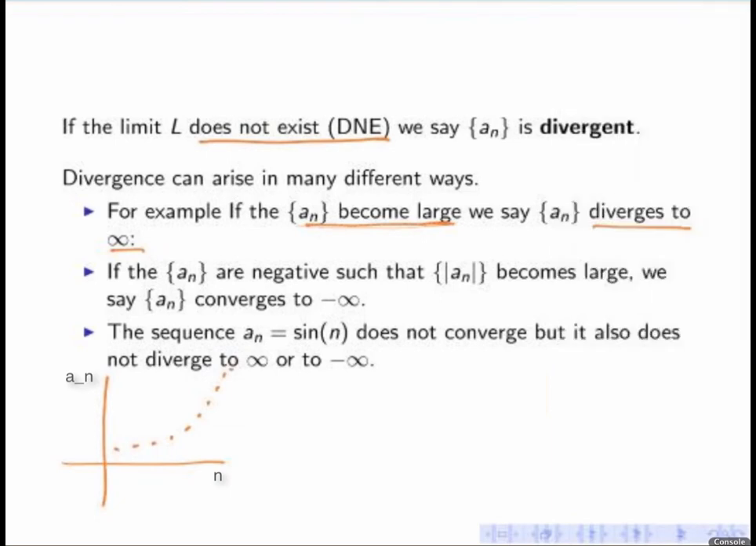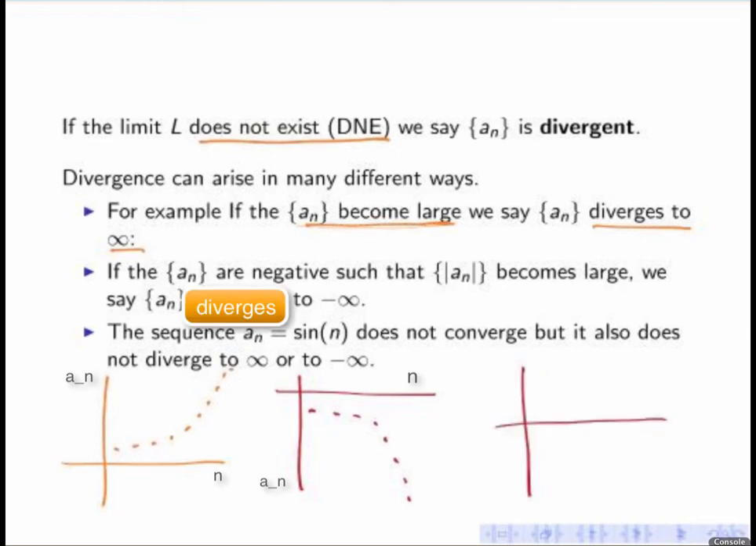In another case, if they become very, very negative, so maybe I plot this here, the same thing can happen with negative numbers, right? Then they diverge to minus infinity, and actually here this must be diverge and not converge.